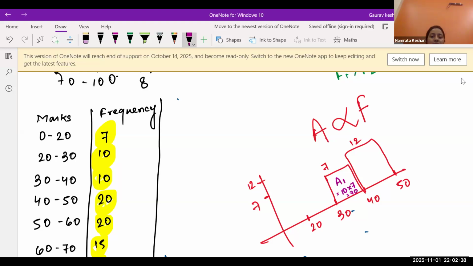Yeah. And the next area will be length into breadth, 10 into... Ma'am, isn't it that 0 to 20 has the frequency of 7, and 30 to 40 has the frequency of 10? I'm not talking about this example. I'm just taking a random example and telling you to focus over here. If the frequency and the figure are given like this, then to find the area, the area will be 10 into 12, that is 120.